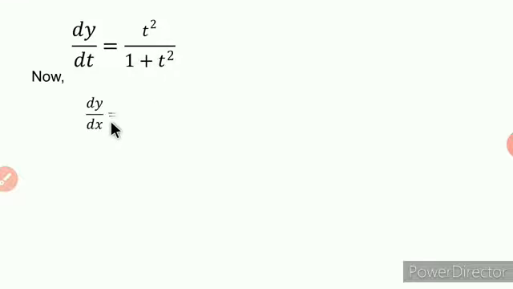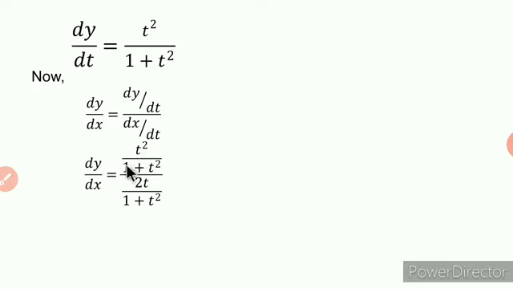Now dy by dx is equal to dy by dt divided by dx upon dt. Put the corresponding values, we get dy by dx is equal to t square upon (1 plus t square) whole divided by 2t divided by (1 plus t square). Now this (1 plus t square) gets cancelled, so we remain with t square upon 2t, means it is t upon 2. Therefore dy by dx is equal to t upon 2.